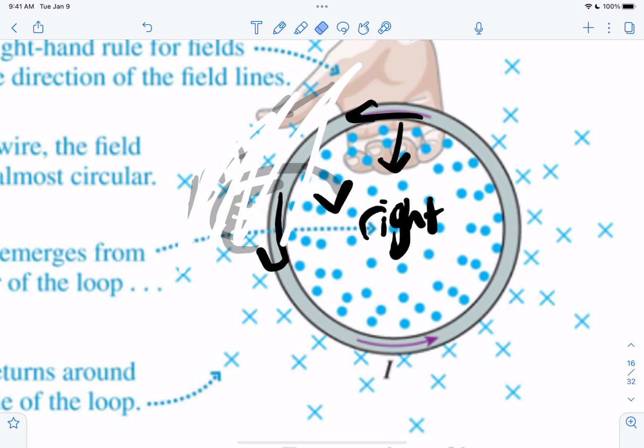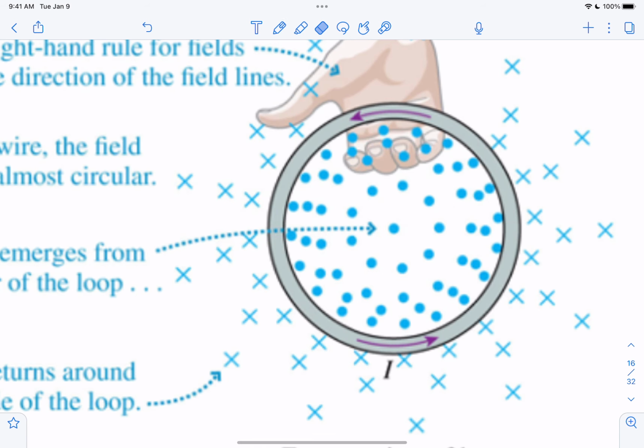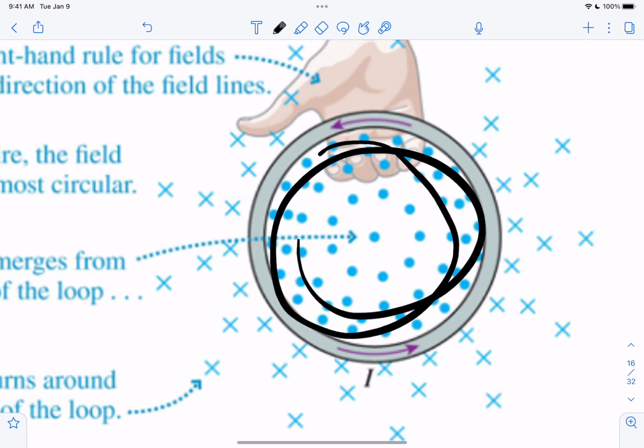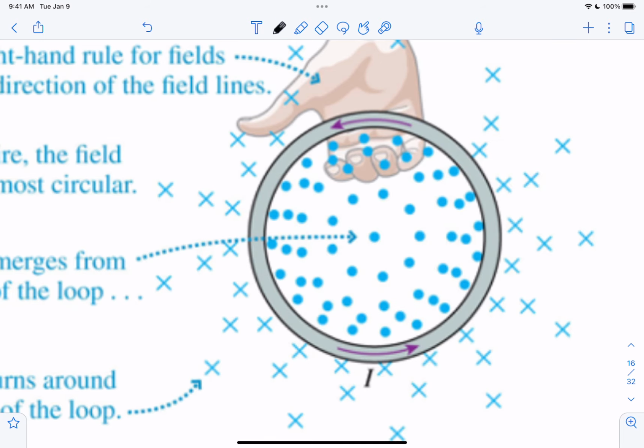Now, I think I'm going to mention this later, but it's probably important to mention now anyway. These dots signify out of the page. Whenever you see a circle with a dot in the middle, that means out of the page. When you have these X's, it means into the page. So that means everywhere outside of the circular loop is into the page, and within this circular loop, in the middle here, it's out of the page.